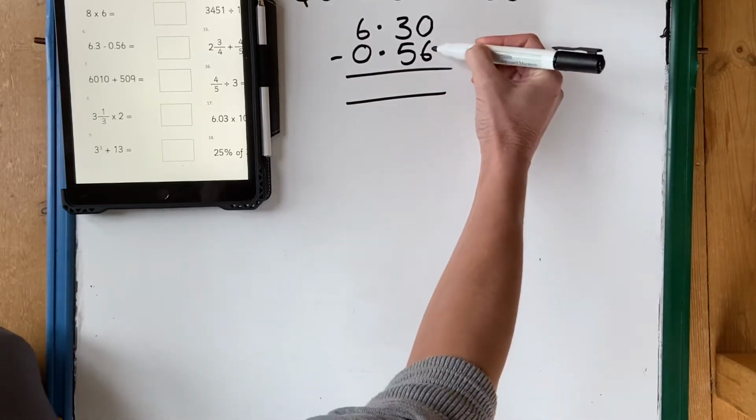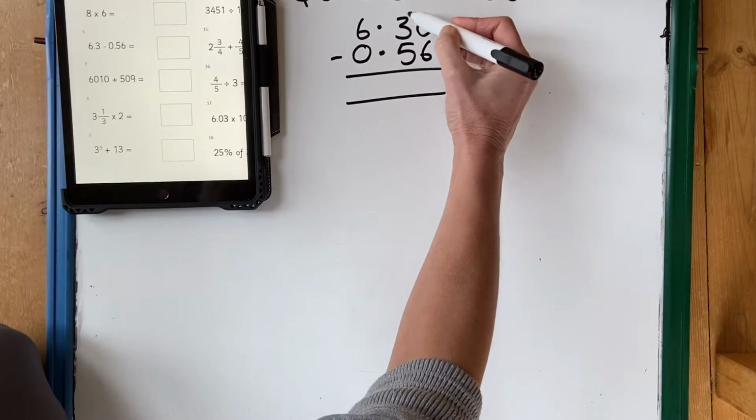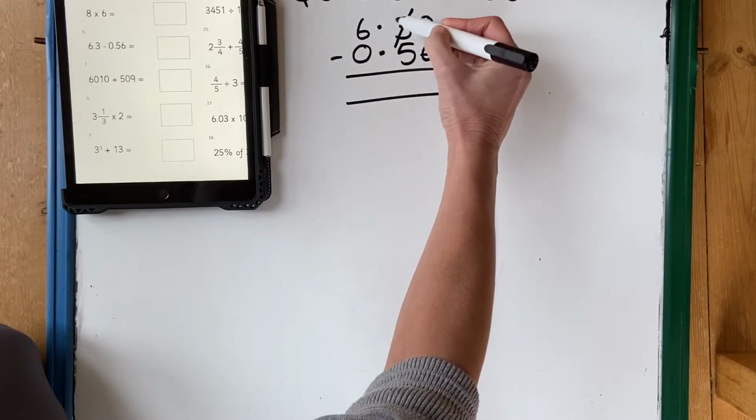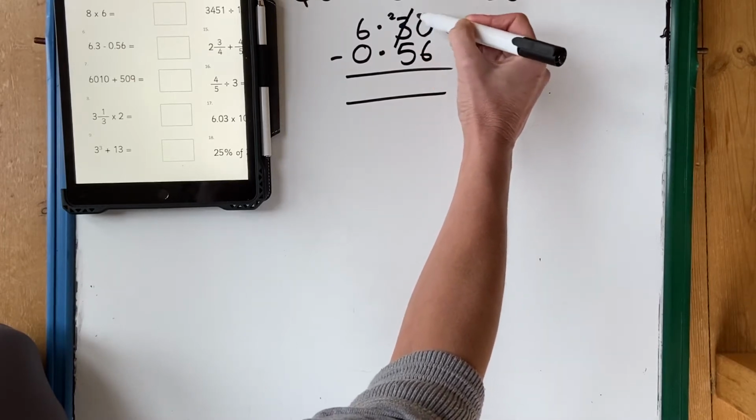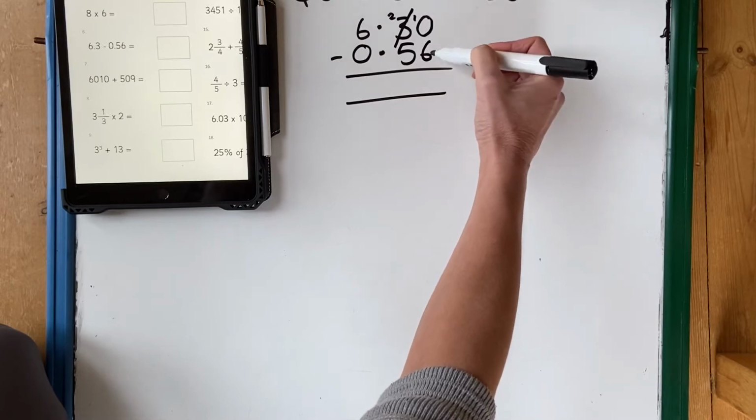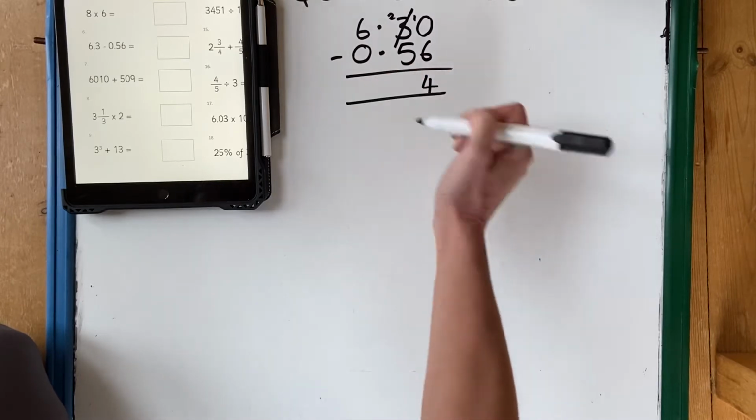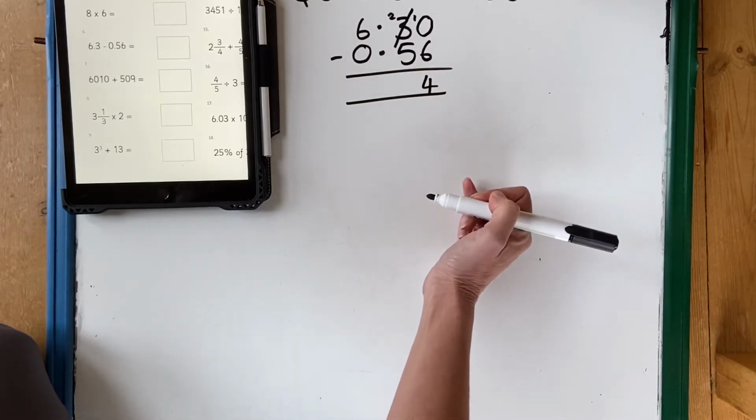So 0 subtract 6, you can't do, so you need to exchange. Cross off the 3, that becomes a 2, and then this 0 is a 10. 10 subtract 6 is 4, and you may continue the calculation.